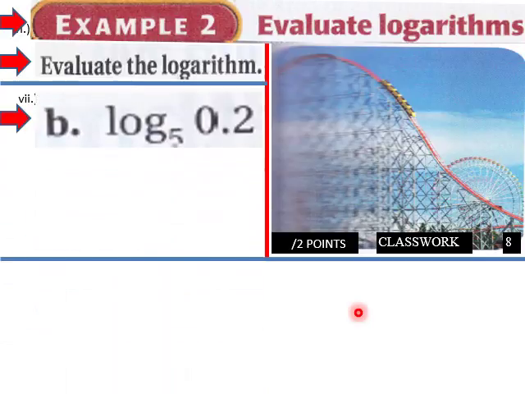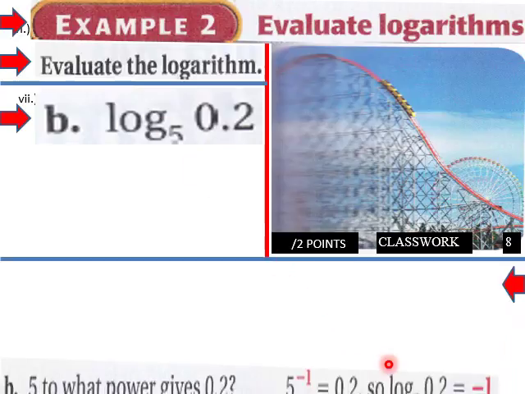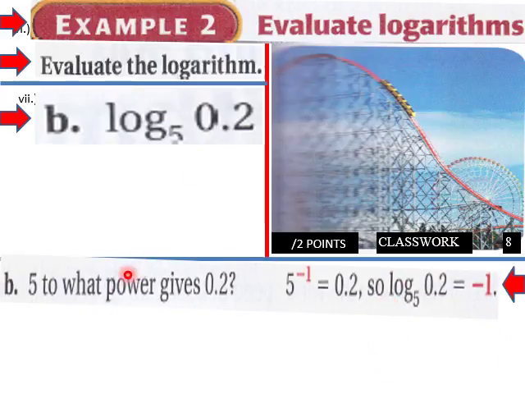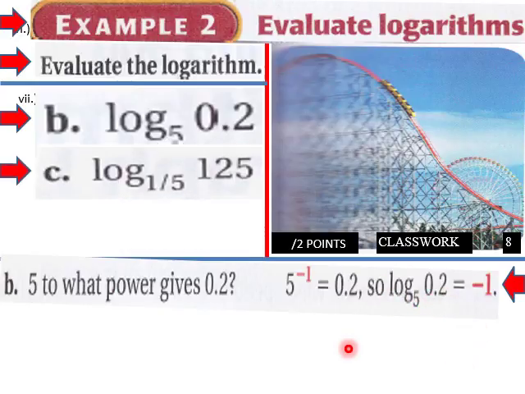Example 2 again, evaluate log base 5 of 0.2. The question is, 5 to what power gives you 0.2? 5 to the negative 1 would give you 0.2, so log base 5 of 0.2 would equal negative 1.